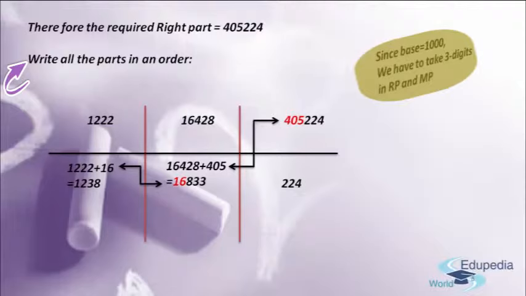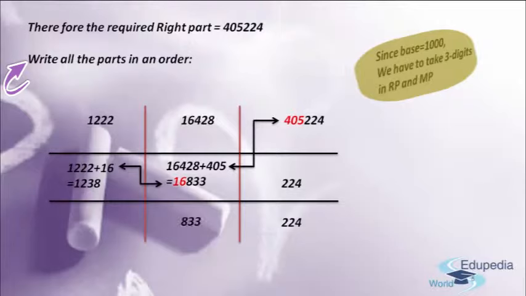Now let me place one more horizontal bar below it and let me write all the answers what we have got in all the parts. So here in the right part I have got 224, and in the middle part I have got 833, and finally in the left part I have got 1238. And now by combining all the parts of answers what we have got, we get the final result, that is 1074 cube is equal to 1,238,833,224. So friends, this is the way how we can use Anurupena Sutra and Yavadunam Sutra in finding the cube of a given 4-digit number.